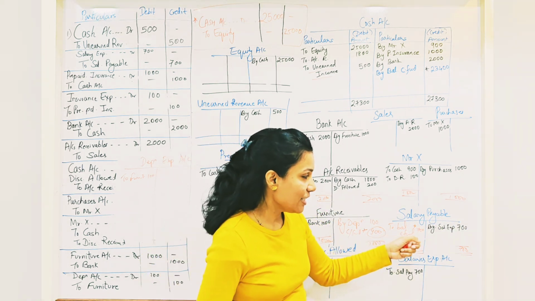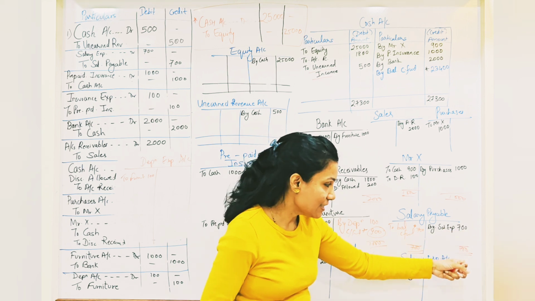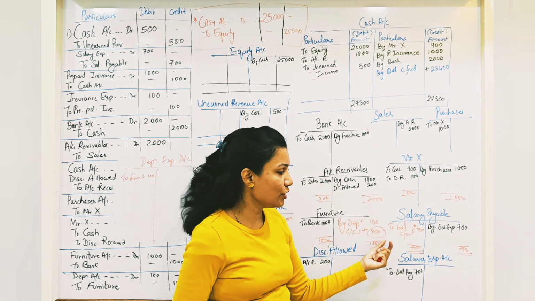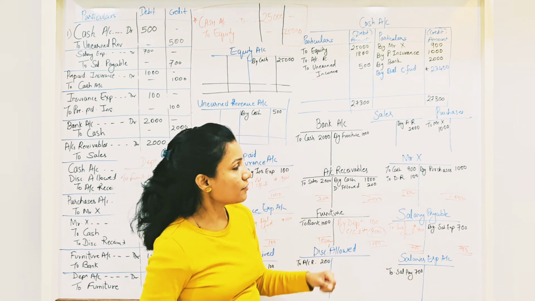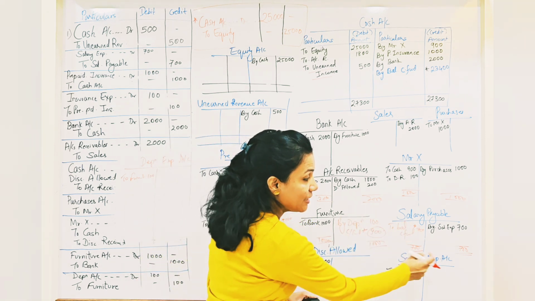And here in the ledger account, the credit side is heavier. So we're carrying this balance. We just want the total to be same. So we're writing the difference amount here. So this is a credit balance. Similarly, salaries, expenses.